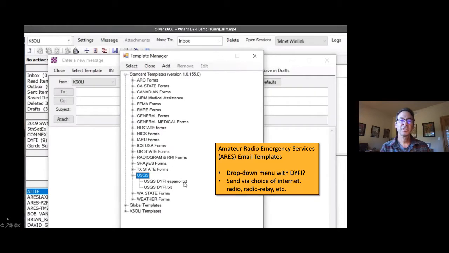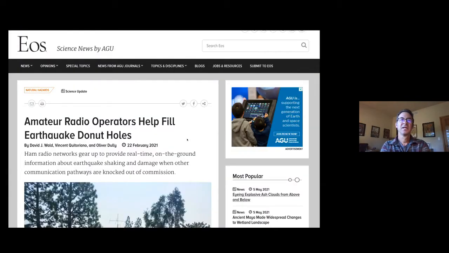All they need to do is go down and select the USGS form, and that allows them to fill out the Did You Feel It questionnaire and send it through their alternative communication means. And they actually have a means of sending email via radio, and they can do that even without power and even without internet or any cell phone coverage. So this allows them to provide an emergency service during earthquake disasters.